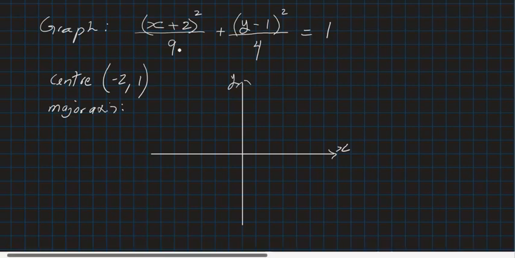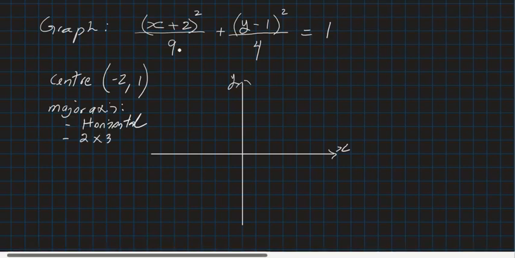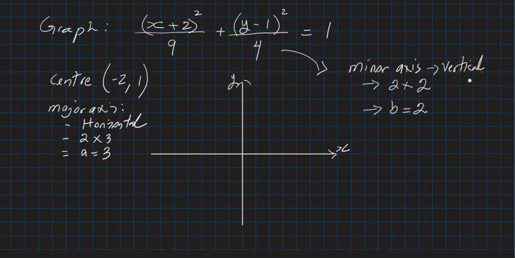So we know that the major axis is horizontal, and the length of that is 2 times 3, or you can just say a is equal to 3 for now. And the same thing for the 4. The minor axis is vertical, and the value of that is the square root of 4, which is 2, but we want to find the entire minor axis length, so that would be 2 times 2, which is equal to 4. So b is equal to 2.